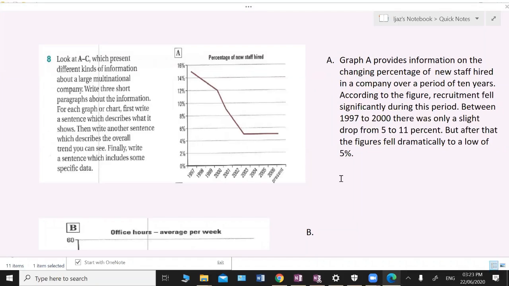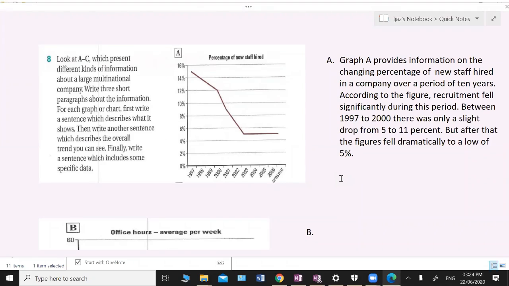Now we will look at the second example. If you have any question regarding this graph, I'm sure you all understood what this graph is. The most important thing is, first, for 1 or 2 minutes, you look at the graph very carefully and see what is mentioned horizontally, like 1997 to 2006 present. What does it mean? These are the years. This is a period of 10 years where they have explained the percentage of new staff hired. And on the vertical axis, it's the percentage, from 0% to 16%.